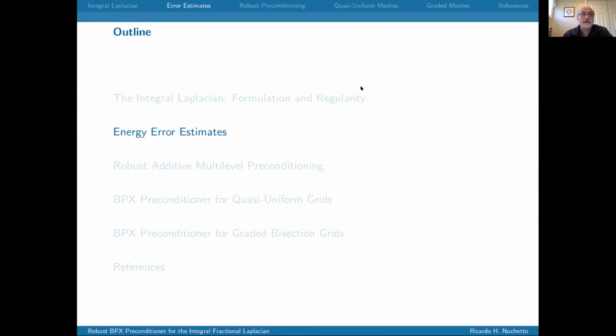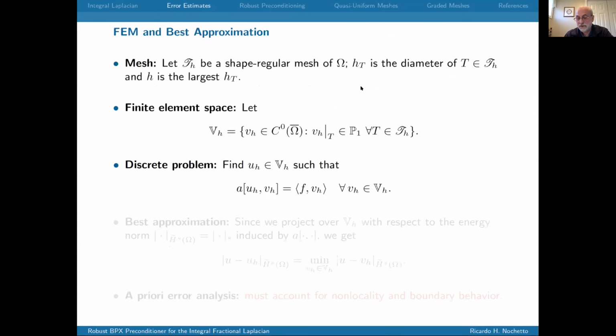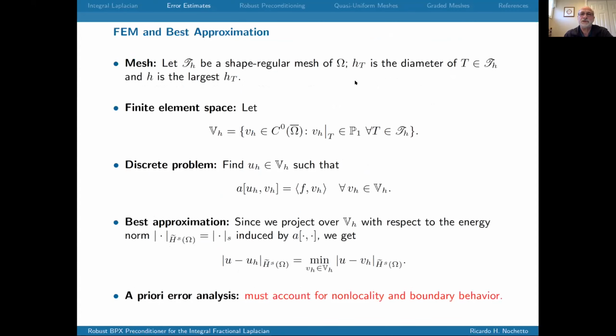So now about the error estimates, which is the next thing that I would like to mention briefly, we have basically two types. Let me set up the framework first. We have a mesh, tau h. We have a space, VH, of continuous piecewise linears, and the discrete formulation that gives us a UH. And because this is a scalar product in this space, we have a best approximation result without any constant. So everything now depends on how well we can approximate our function within the space H^S tilde. And that means accounting for non-locality and the boundary behavior that I just described.